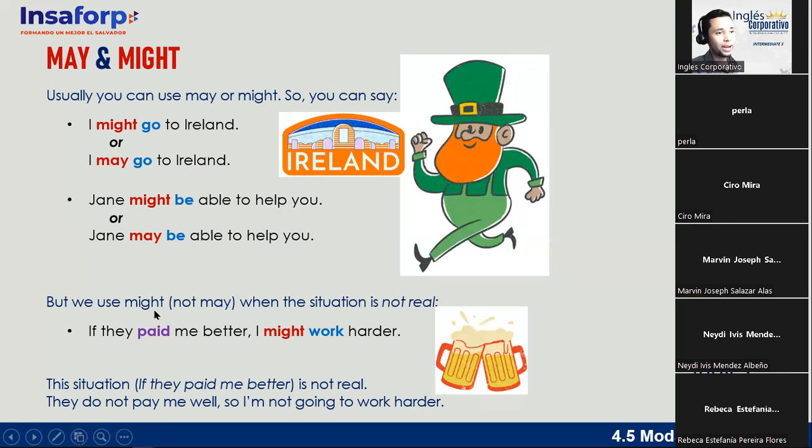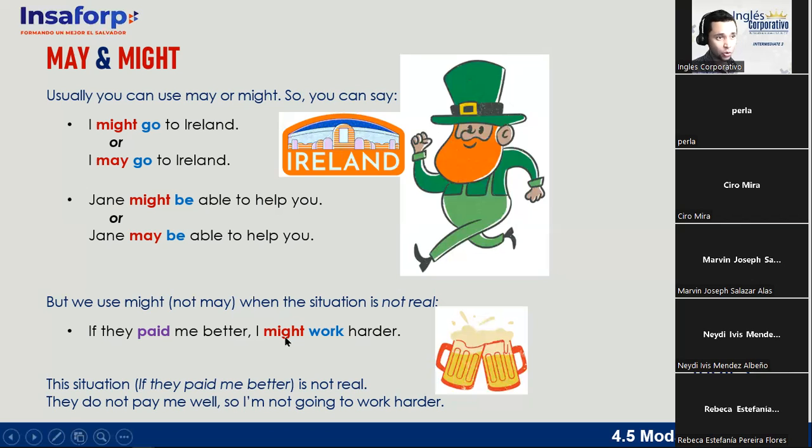But we use might and not may when the situation is not real, okay? If the situation is not real, then you have to use might. Example, if they paid me better, I might work harder. Si me pagaran mejor o me pagaran más, podría trabajar más duro. Esta es una situación hipotética, ¿verdad? No es una situación real. Aquí se está imaginando. Dice, si me pagaran mejor, le echaría más ganas. Okay? I might work harder.